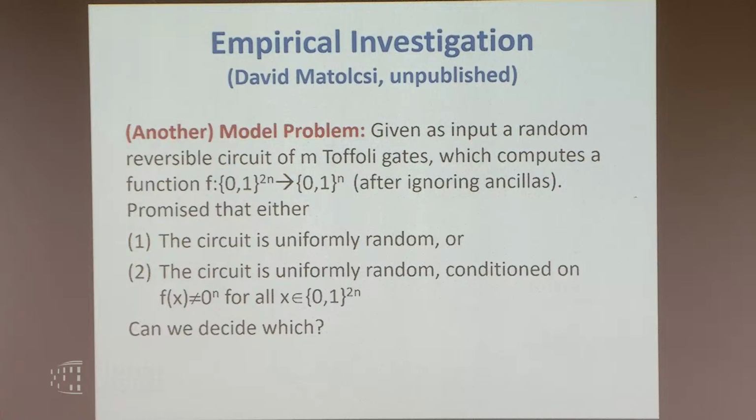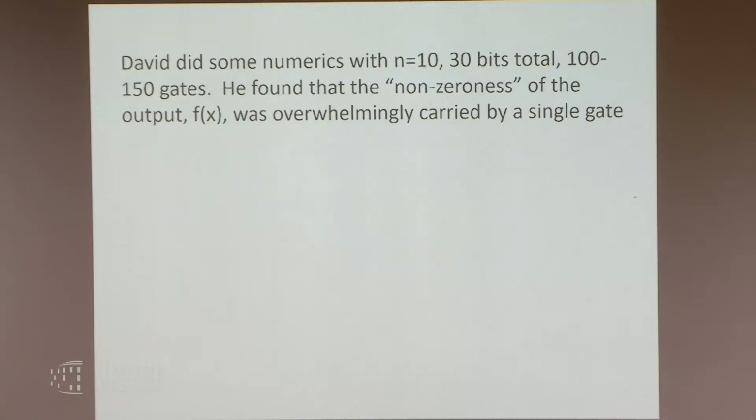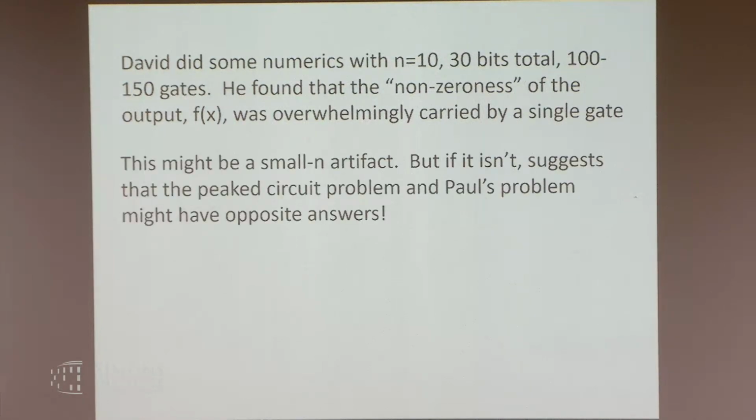Certainly there would be a short witness for being in case 1, which is just a pre-image of the all zero string. Okay, so David did some numerics, and basically what he found was that the non-zero-ness of the output seems to overwhelmingly be carried around by just a single gate. In other words, as far as he can tell, up to the n that he could look at, when you're in case 2, you're in case 2 for kind of a trivial reason. That might be an artifact of small n, but if it isn't, it suggests that the peaked circuit problem and Paul's problem might have opposite answers.